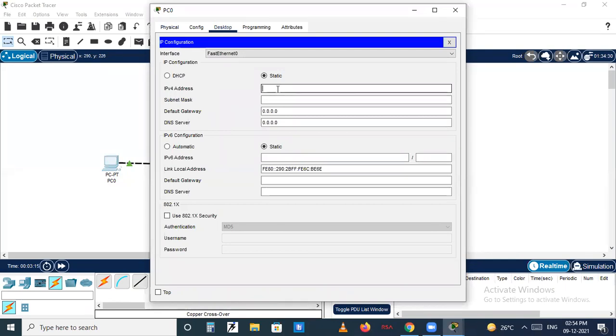Let us suppose 10.10.10.1. I am assigning it 10.10.10.1. Anything you can assign. Which class does this address belong to? Sir, A. Oh, okay. Class B. No, class A address range is 0 to 127. First you can see here it is 10, and 10 lies between 0 to 127, including boundary points also. So I have assigned the IP to this one.